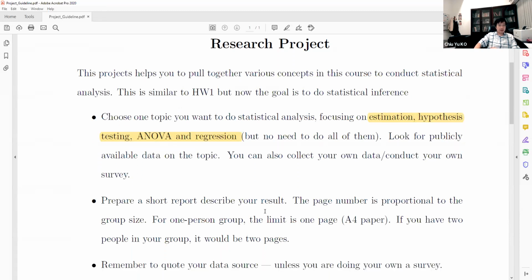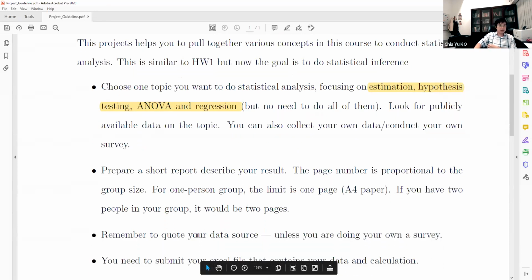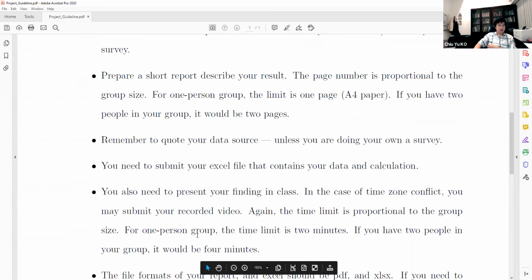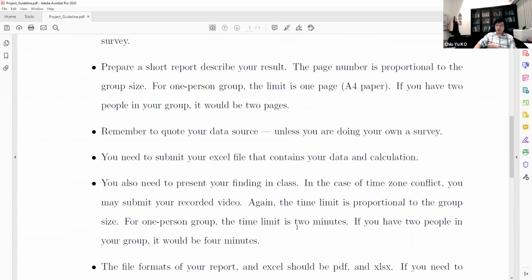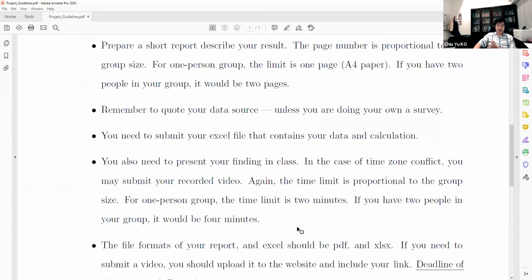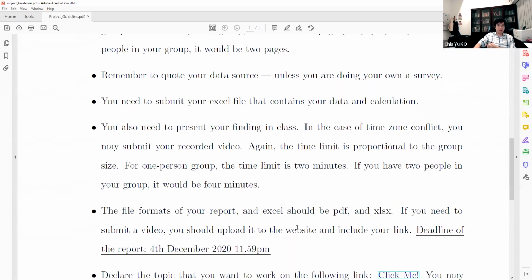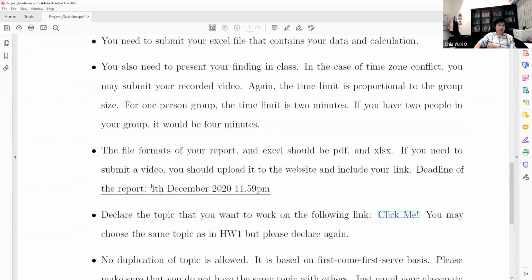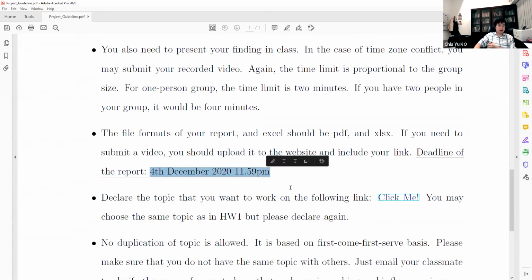If you are one person, you have a one page limit. If you have 2 people, then 2 pages. The presentation will be proportional to your group size. If you have 1 person, then you have 2 minutes. If you have 2 people, then 4 minutes, and so on. The deadline is the 4th of December. I think this is correct.